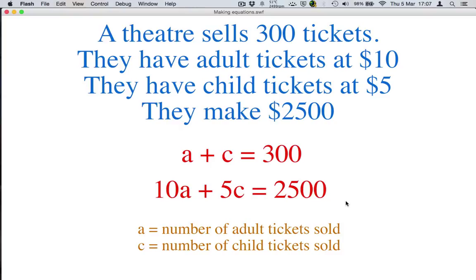Now that we've got to this, it's actually possible to solve it and find out how many adult tickets there were and how many child tickets there were. However, that's for another lesson, and that's all we've got time for today on Hacking Maths.